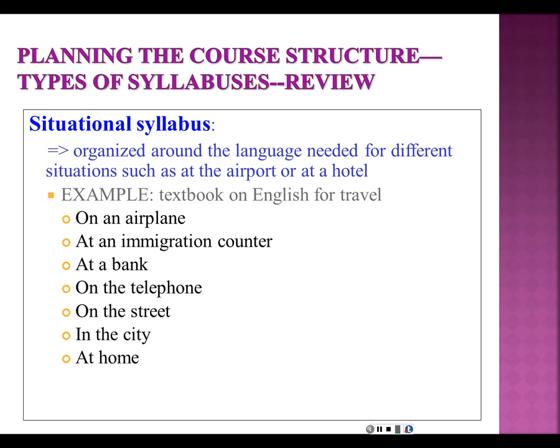So the vocabulary is driven here by the situation, as are the functional expressions that would be taught. And so the functional syllabus preceded the situational syllabus, both in the 1980s, early 1980s, mid-1980s.